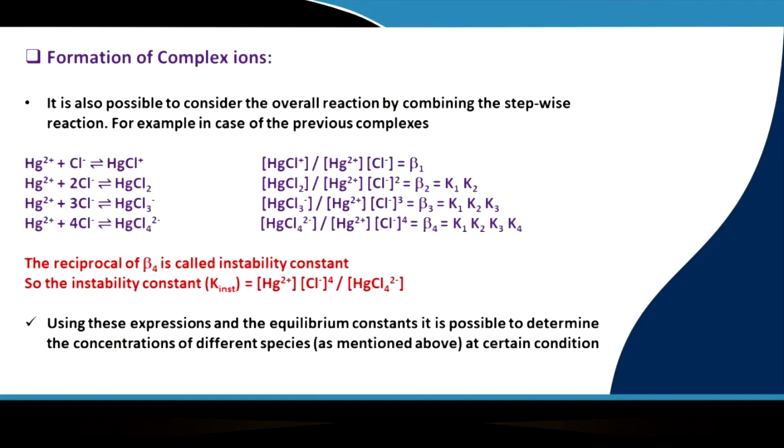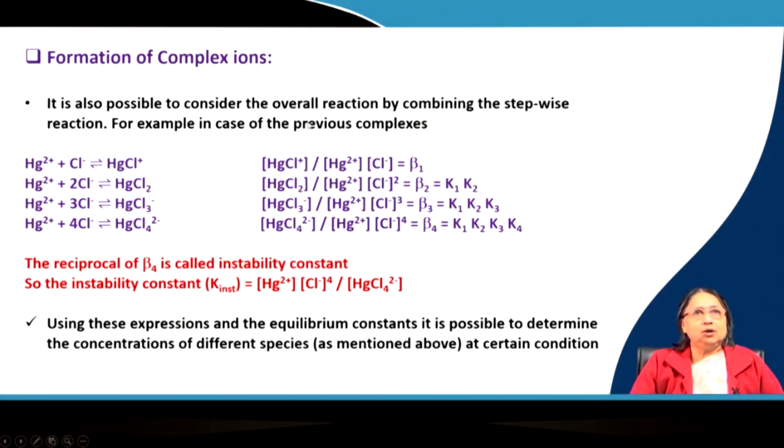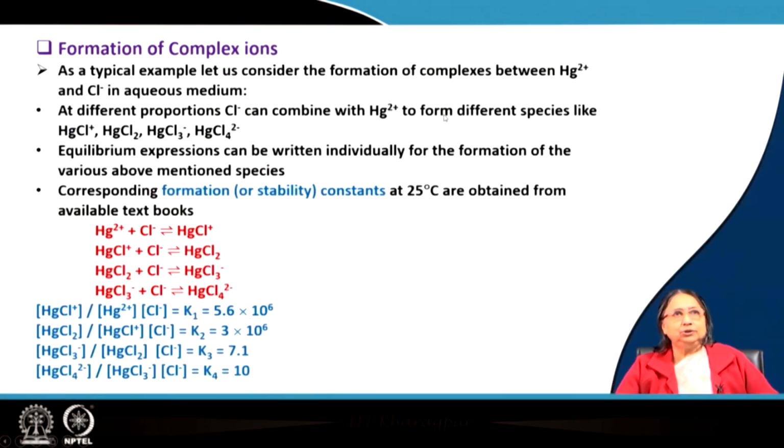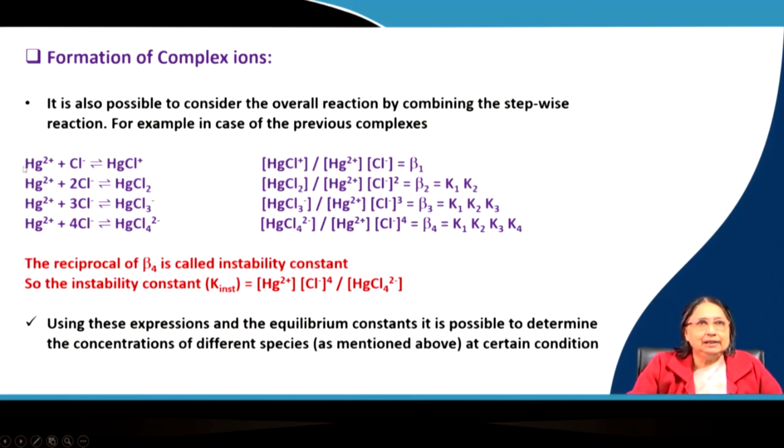Okay. Now, it is also possible to consider the overall reaction by combining the stepwise reactions. In the previous case we have shown single steps, but we can combine, say for example, these two. If I combine, then what will happen? Hg2 plus plus 2 Cl minus will form HgCl2. Okay. If I combine these 3, then Hg2 plus plus 3 chloride minus will give this one. So, by combining also we can write in this fashion. Okay. Hg2 plus plus Cl minus giving this one, then Hg2 plus plus 2 Cl minus this. So, it is combined. Okay.